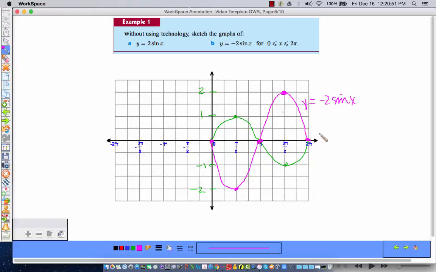And so the amplitude is still 2. It's always a positive value. The distance from the principal axis to the maximum is 2. So the absolute value of A, or mod A, is the amplitude of the graph. In this case, the absolute value of negative 2 is 2. That's the amplitude of negative 2 sine x.